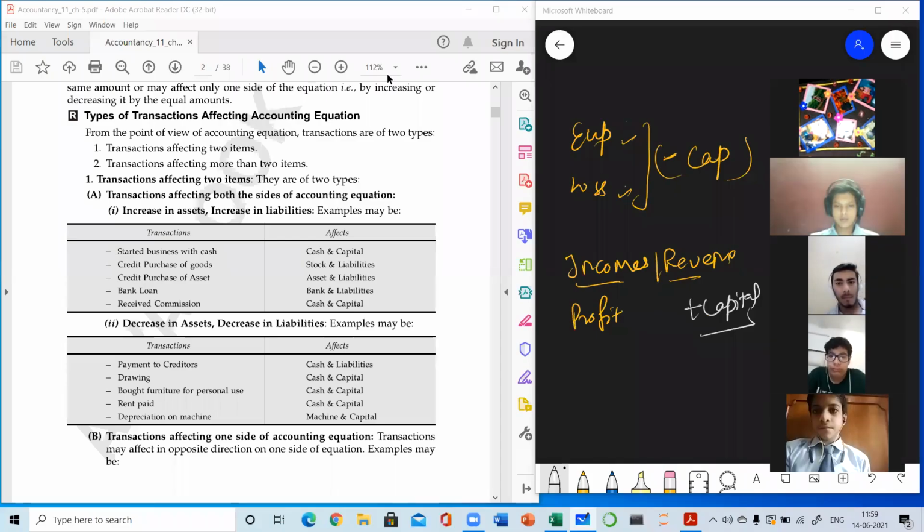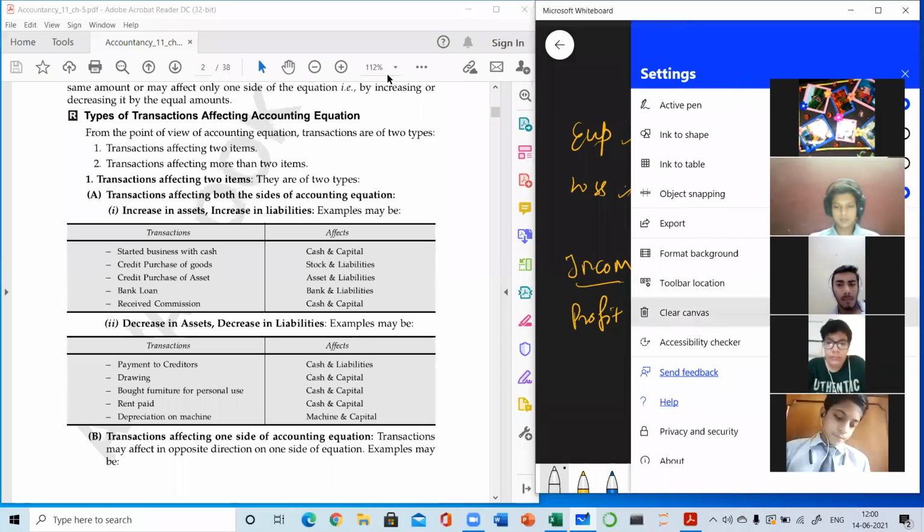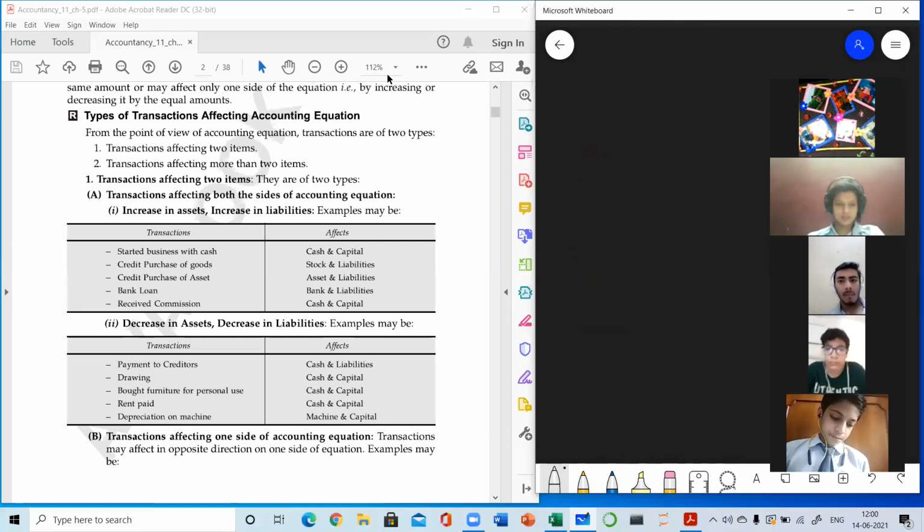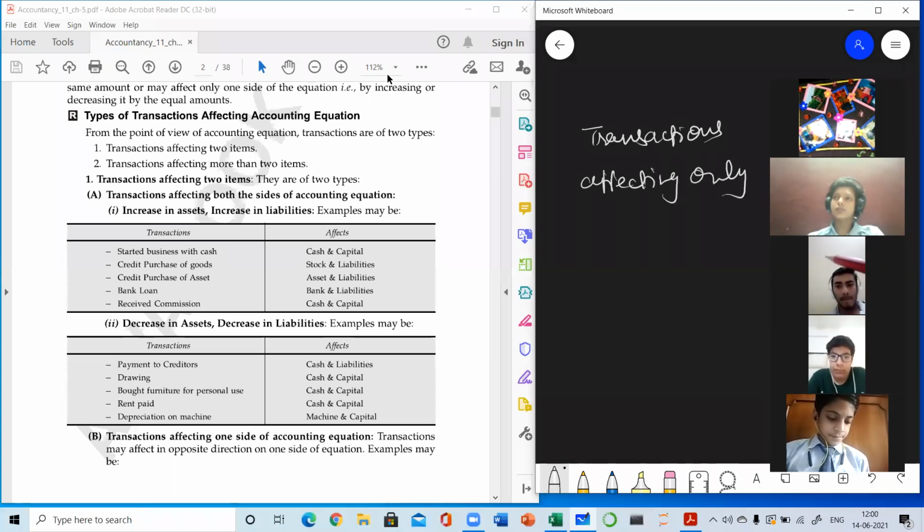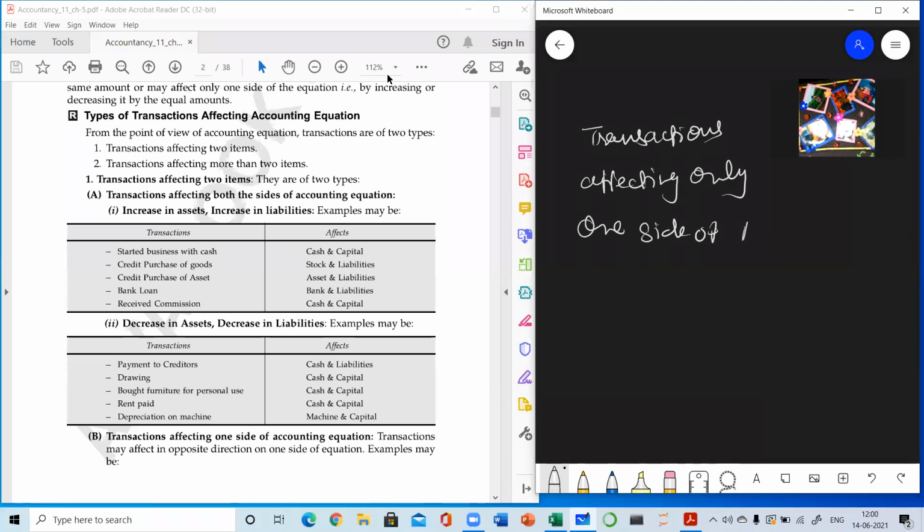Yes, 11th class, accountancy, chapter 5, accounting equation, and we are doing the transactions affecting only one side of the accounting equation. Means there are some transactions which will not be affecting both sides.